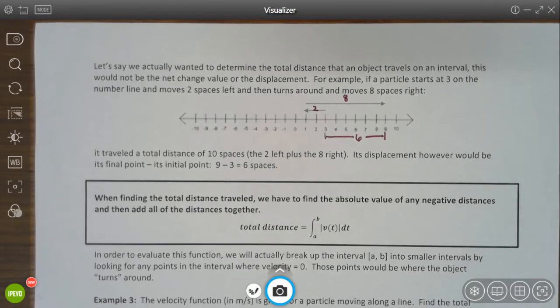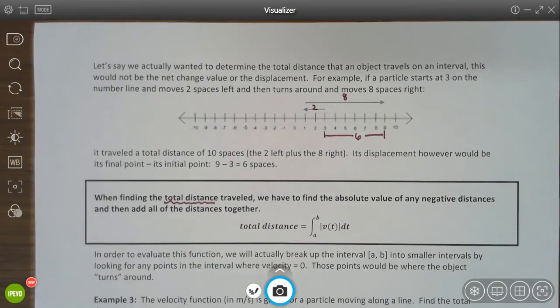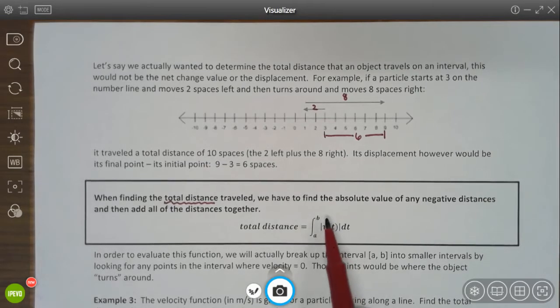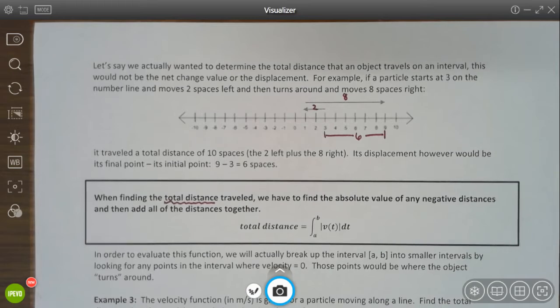So if a question wants to know how far did an object move and what's its total distance traveled, we have to find the absolute value for any negative distances, and then we can add all of our distances together. So a lot of times you might see that represented as the integral from starting point to end point of the absolute value of your velocity function. And by throwing in the absolute value bars, now we're no longer allowing velocity to be negative. But we don't know how to anti-differentiate an absolute value. We have to come up with a workaround.